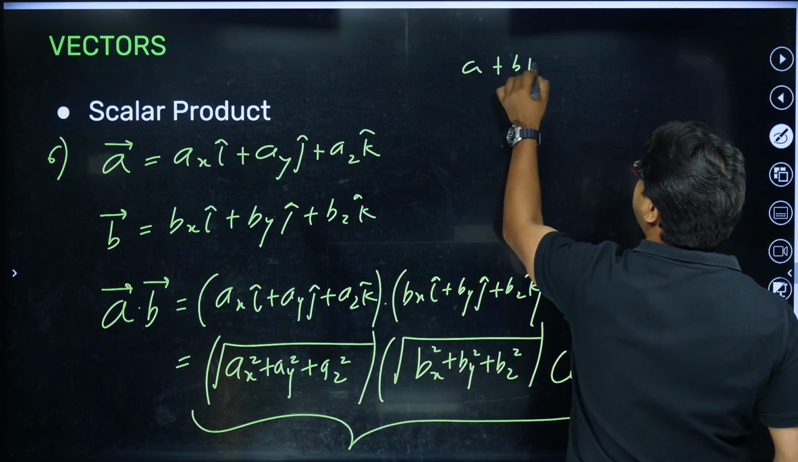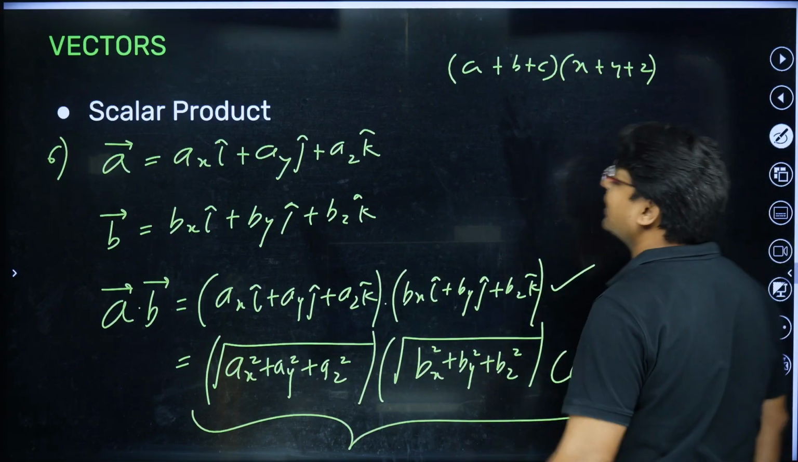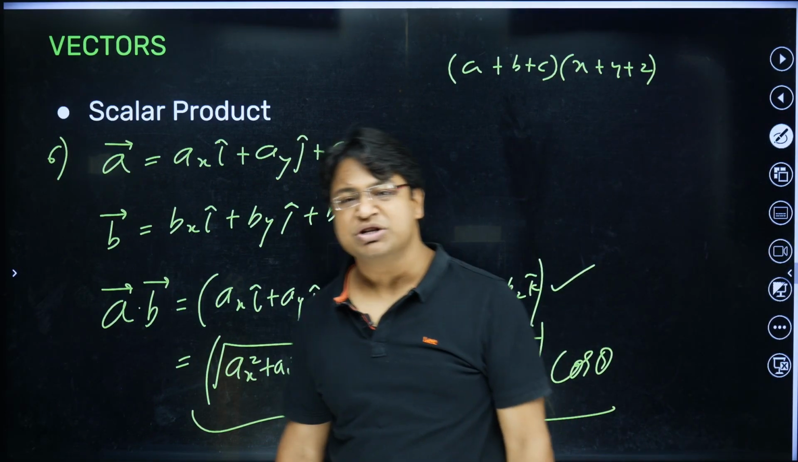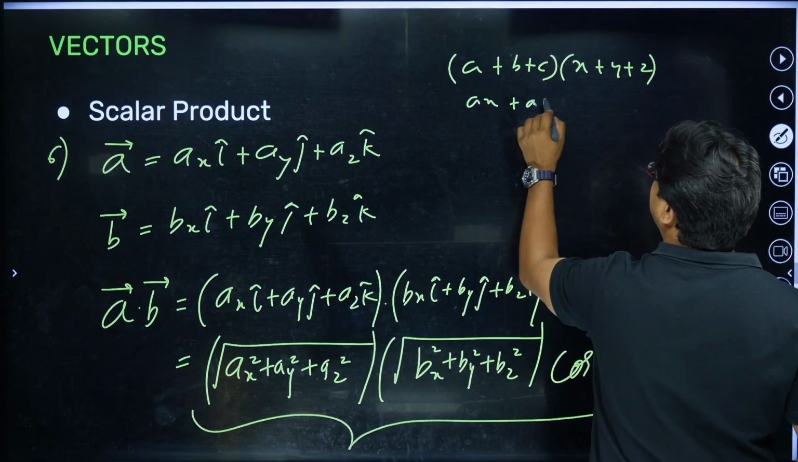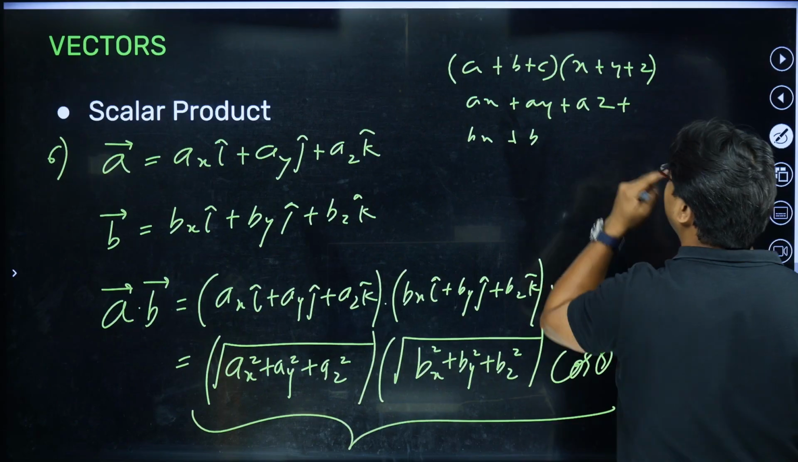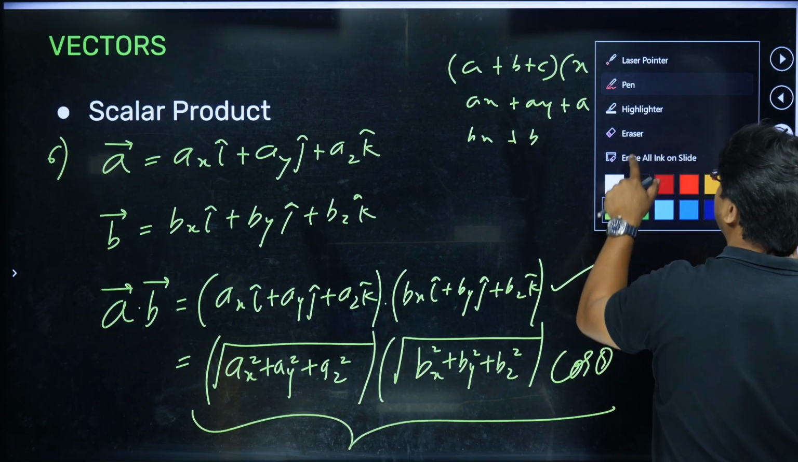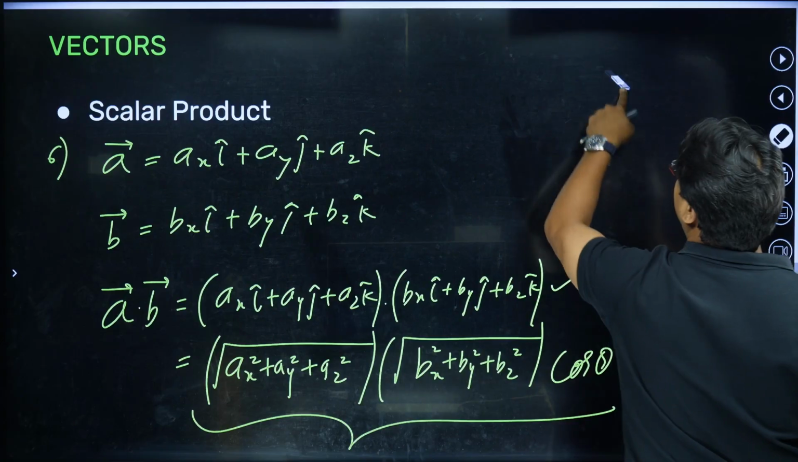if I ask you to expand A plus B plus C with X plus Y plus Z, when you expand the bracket, how many terms do you get? And how do you expand this? You do this, A into X, you write AX plus AY plus AZ, then BX plus BY, and so on. Similarly, we are going to do the expansion, and we'll see what we end up with.